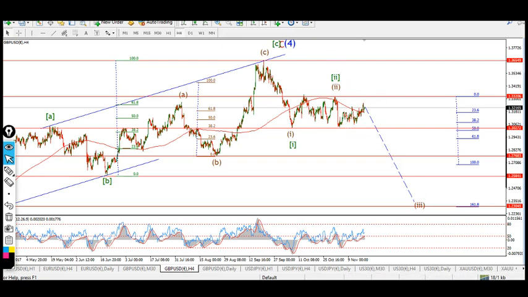So I'm looking for a third wave down on Monday. I want to see in both euro dollar and in cable a shift to the downside and accelerations to the downside, and that will solidify the bearish outlook at the moment.